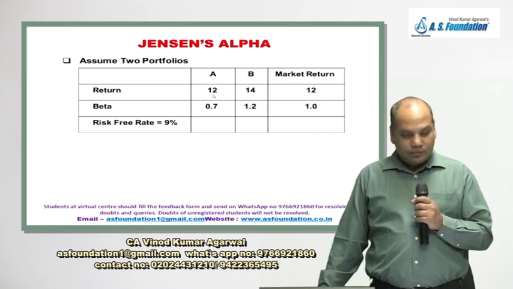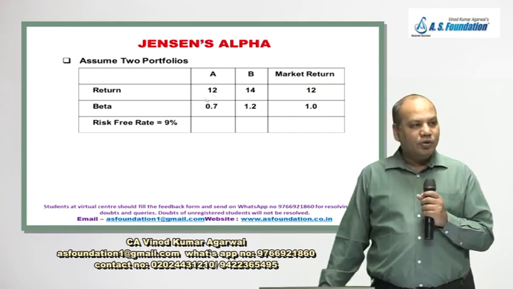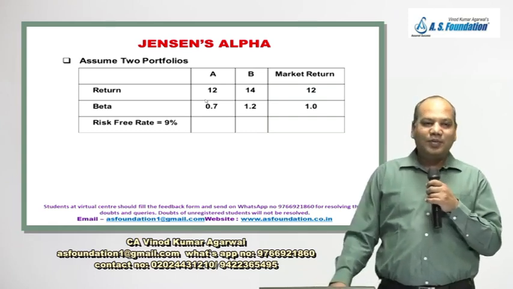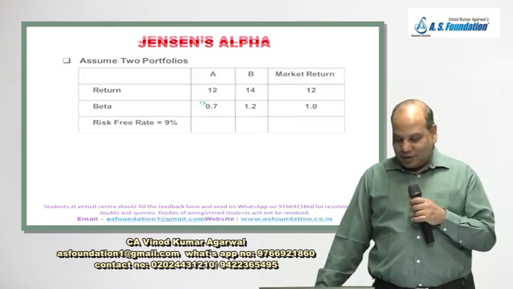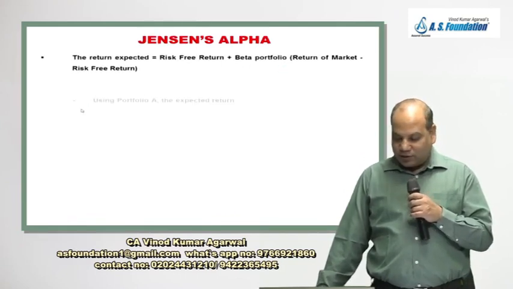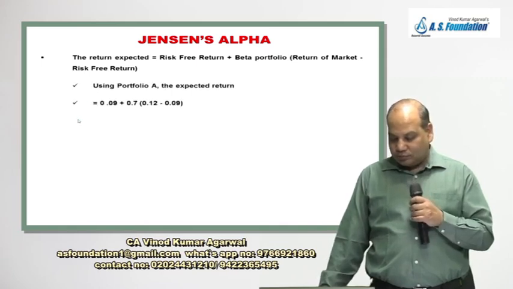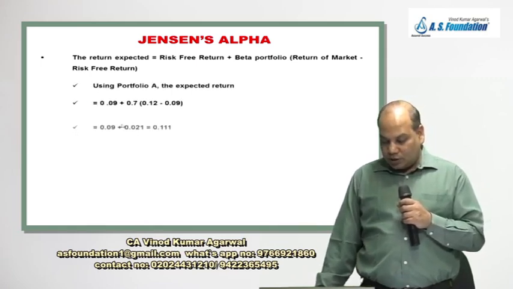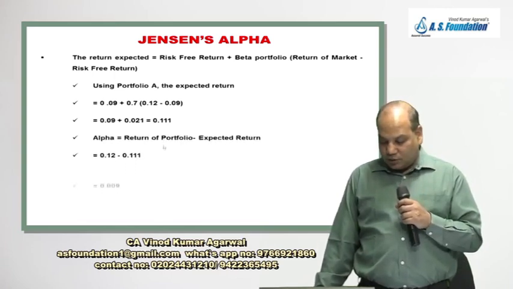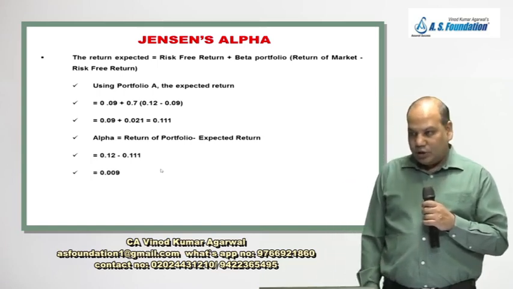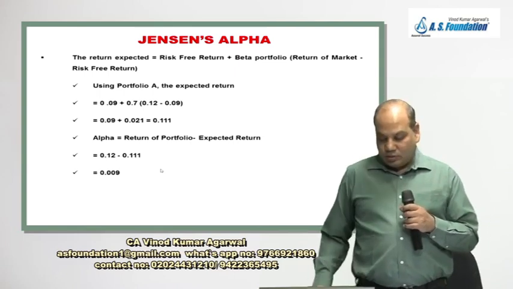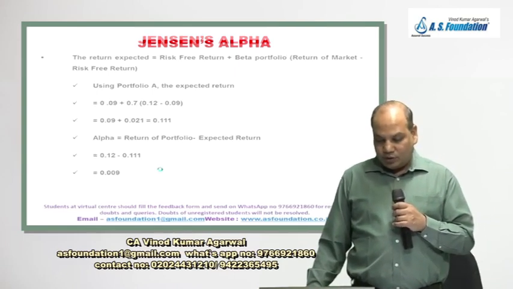Actual return is 12. CAPM return formula, do you remember the CAPM formula? RF plus beta into RM minus RF. After many days you must have used that formula. RF plus beta into RM minus RF. So for portfolio A, the CAPM return comes to 11.1%. So therefore alpha will be 0.9%. That is alpha for portfolio A.